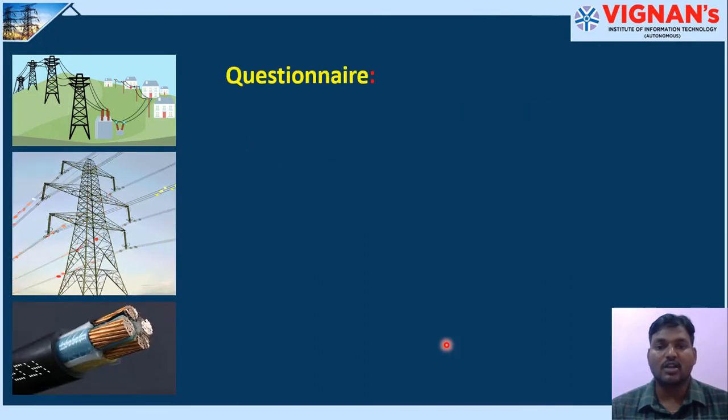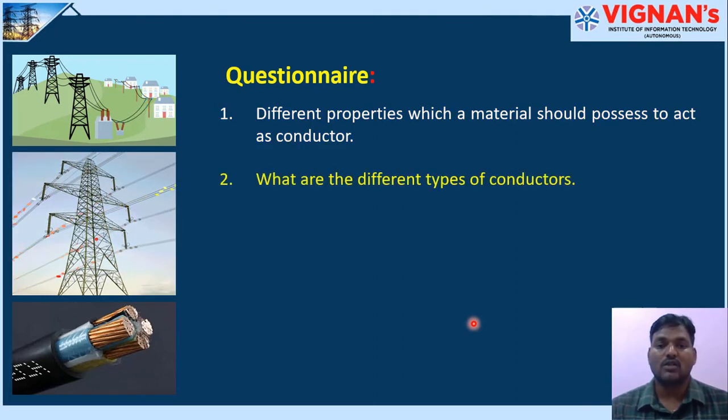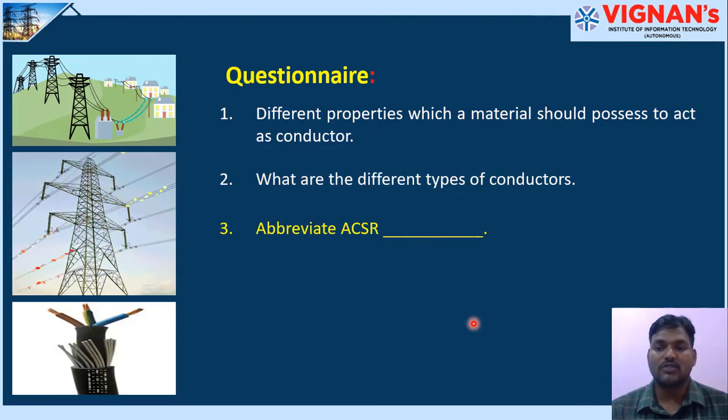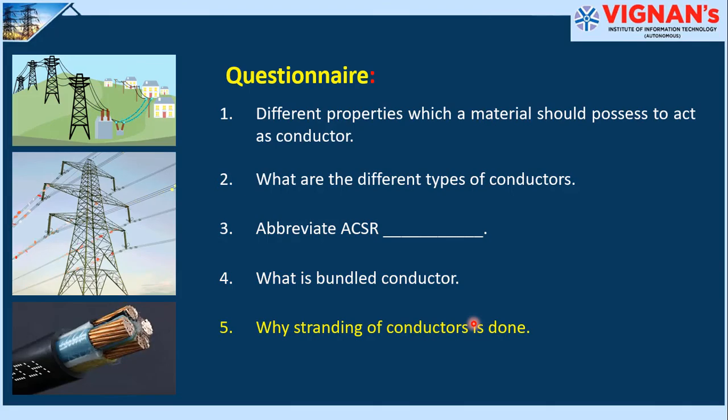So these are some simple questions for your better understanding. Different properties which a material should possess to act as a conductor, different types of conductor, give the full form of ACSR, what is meant by bundle conductor, why is it essential, the stranding of conductors.